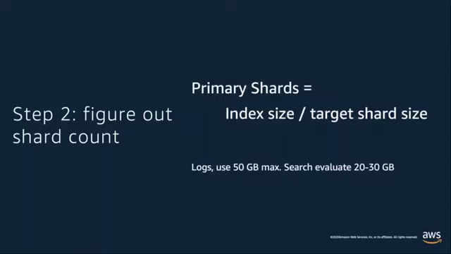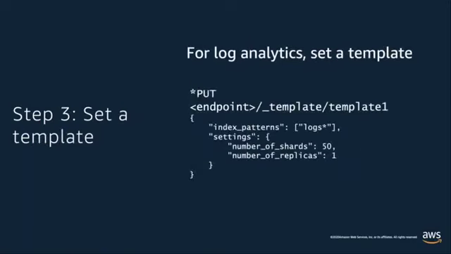In a logs workload, we're going to want to go out to a maximum of 50 gigabytes. Generally, that means targeting somewhere in the range of 45 gigabytes. That gives you a little bit of headroom as you're growing to add more information before you have to change your shard count. For search, we really want to look at somewhere in the 20 to 30 gigabyte range for the target shard size. So we just divide the index size by the shard size. That gives us a shard count for this index.